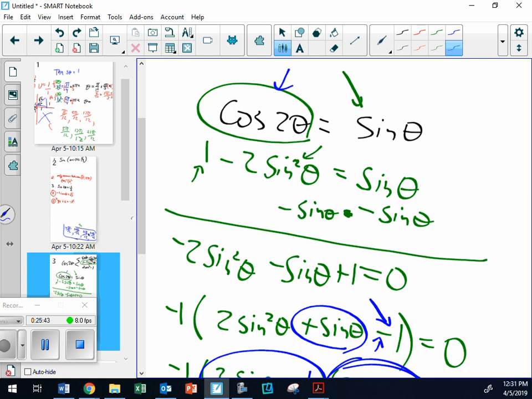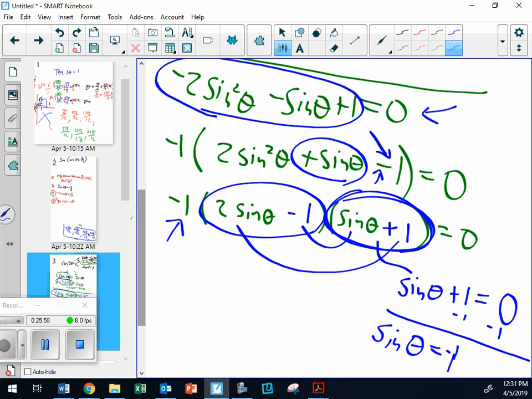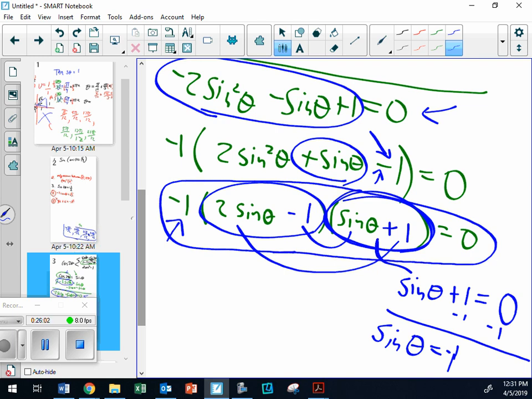Cosine 2 theta, you can look it right up on the sheet, is 1 minus 2 sine squared theta. And then I just rearranged it until it was all on one side and equal to 0. That's what you do with any quadratic. And then I factored it. Yay, I felt like I was done, but I wasn't, because then I had to break each piece and set it equal to 0. And then at the end, how do I finish this thing?